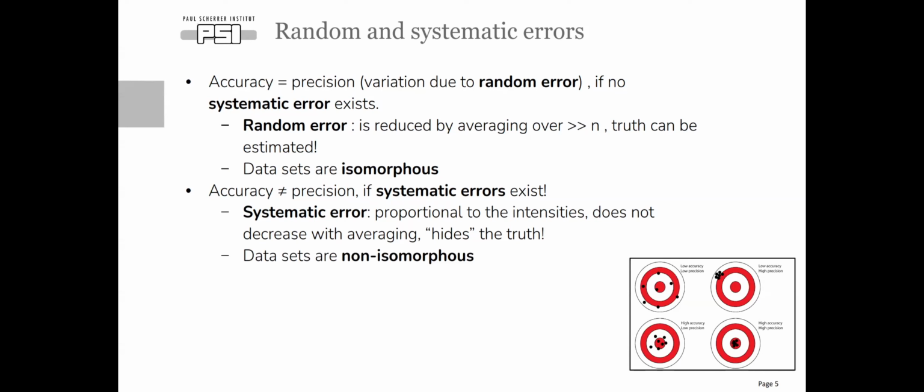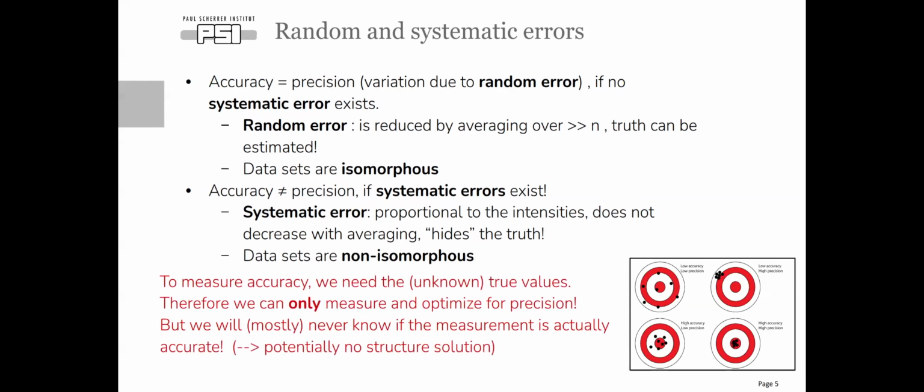So the take-home message from this slide is that if we actually want to measure accuracy, which is what we want to do because we want to know how far away our measurements actually are from the truth, we cannot measure this because we don't have the truth, so we can only measure the precision that we have from our measurements. If we do this, we still don't know if this is actually correct, only if we then solve the structure eventually.